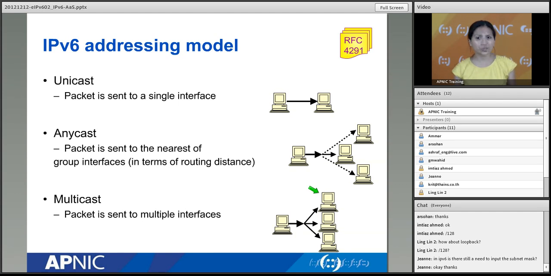One question from Jean: in IPv6, is there still a need to input the subnet mask? Oh, okay. I think I've already answered that question, right? I must have not seen that earlier.